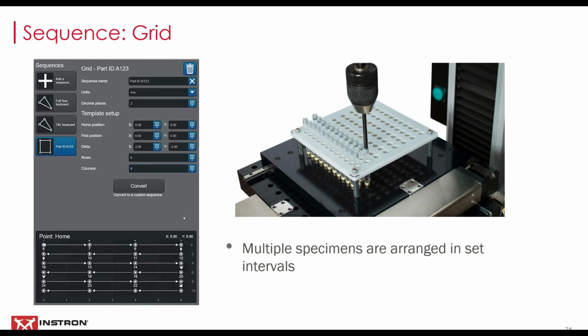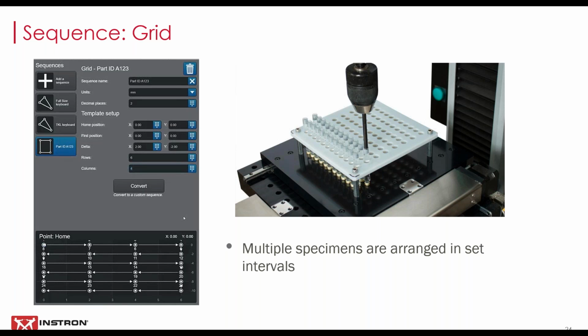There are 3 XY sequences available in the software. The first is a grid. This is useful for multiple specimens that are arranged in set intervals from each other. For example, this rack with vials for liquid leakage testing is an example of a grid sequence. A preview screen provides a visual representation of the test pattern.